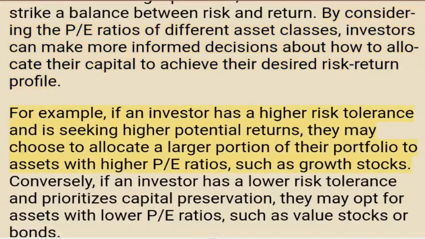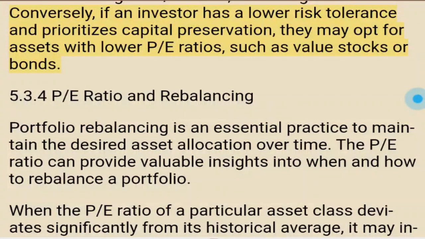For example, if an investor has a higher risk tolerance and is seeking higher potential returns, they may choose to allocate a larger portion of their portfolio to assets with higher P/E ratios, such as growth stocks. Conversely, if an investor has a lower risk tolerance and prioritizes capital preservation, they may opt for assets with lower P/E ratios, such as value stocks or bonds.